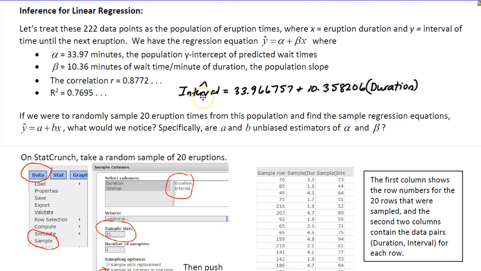The predicted interval until the next eruption is 33.966 minutes plus 10.35826 minutes per additional minute of eruption time. So times the duration time. All right.